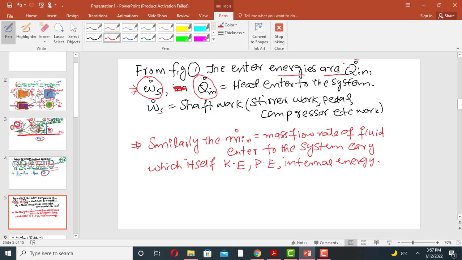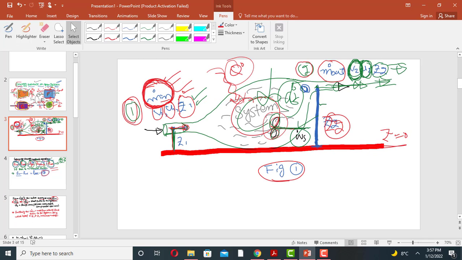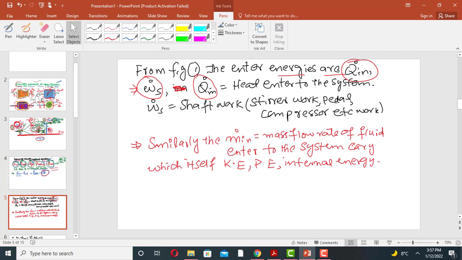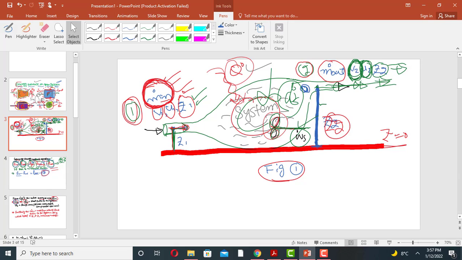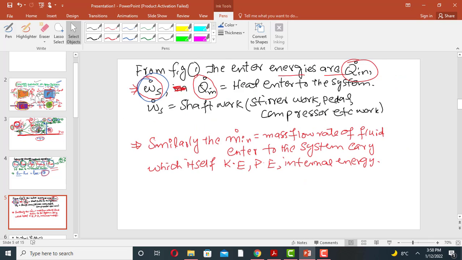Now from figure number 1, the entering energies are Qn, the heat entered into the system, and Ws, the stirrer work, which is the work done on the system by the stirrer. Qn is the heat entered to the system from the surroundings. Ws is the shaft work or stirrer work.